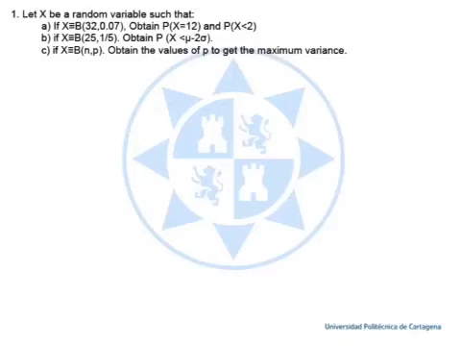We are going to solve exercise 1 from the probability models set of problems. It says, let X be a random variable such that, a, X follows a binomial distribution like the one we can see here. We have to calculate the probability that X is equal to 12 and the probability that X is smaller than 2. So let's start.